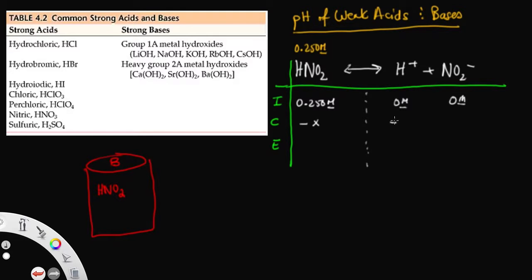And we're going to be gaining some H plus ions and some NO2 minus ions. So our beaker will start to contain less and less HNO2 because it's breaking off into more and more H plus and NO2 minus ions. And our E is the equilibrium expression, or what the expression would be like when it reaches equilibrium. So basically, we take our initial concentration and our change, and we put that into an expression. So 0.250 minus x.